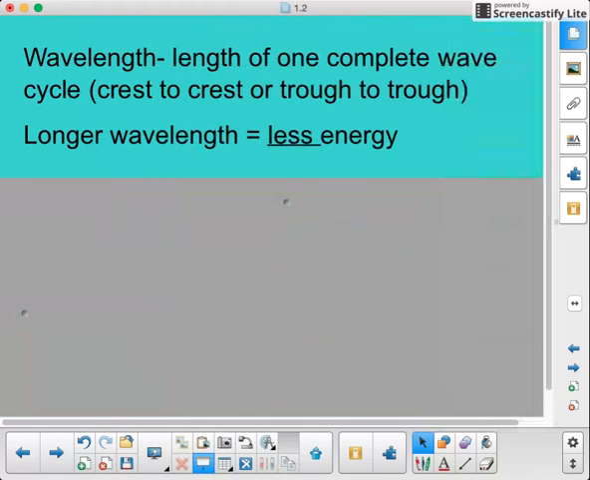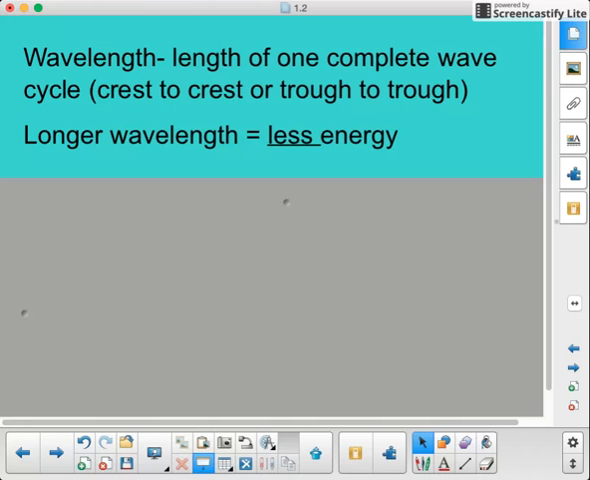The first term in this lesson is wavelength. The wavelength is the length of one complete wave cycle. So wavelength is measured from a point on one wave to an identical point on the very next wave. You can measure from crest to crest or trough to trough on a transverse wave, or you can measure from the start of one rarefaction to the start of the next, or the start of one compression to the start of the next compression on a longitudinal wave.